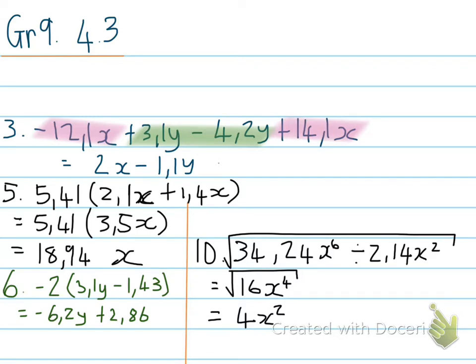Number 6, negative 2 and in brackets 3,1y minus 1,43. I first have to do what's in brackets. Can I do what is in brackets there? Moses, what's in brackets there by number 6? Can I do that? No, I can do nothing there.